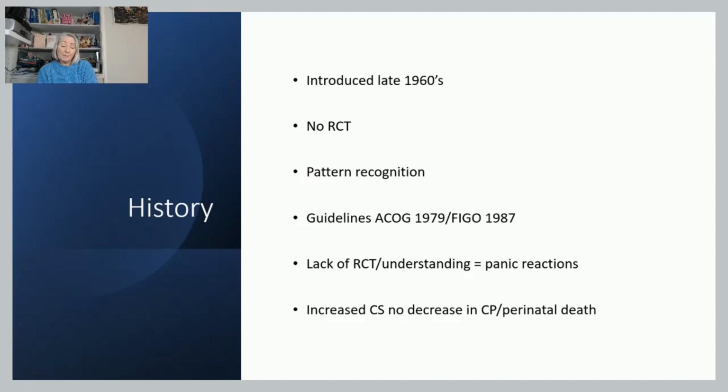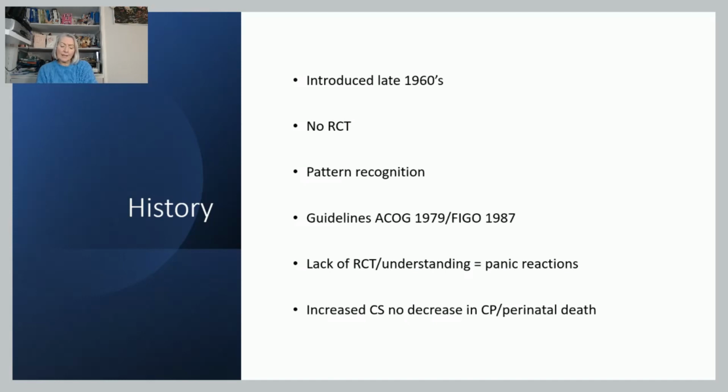And so despite these being introduced in the late 60s, it was really in 1979 when the first proper guideline around interpretation of CTGs came out, and that was the American College of Obstetrics and Gynecology did that. Later, FIGO, which is the Federation of International Gynecologists and Obstetricians, introduced their guideline in 1987, because at that point there were more than 20 international guidelines on how to interpret CTG.